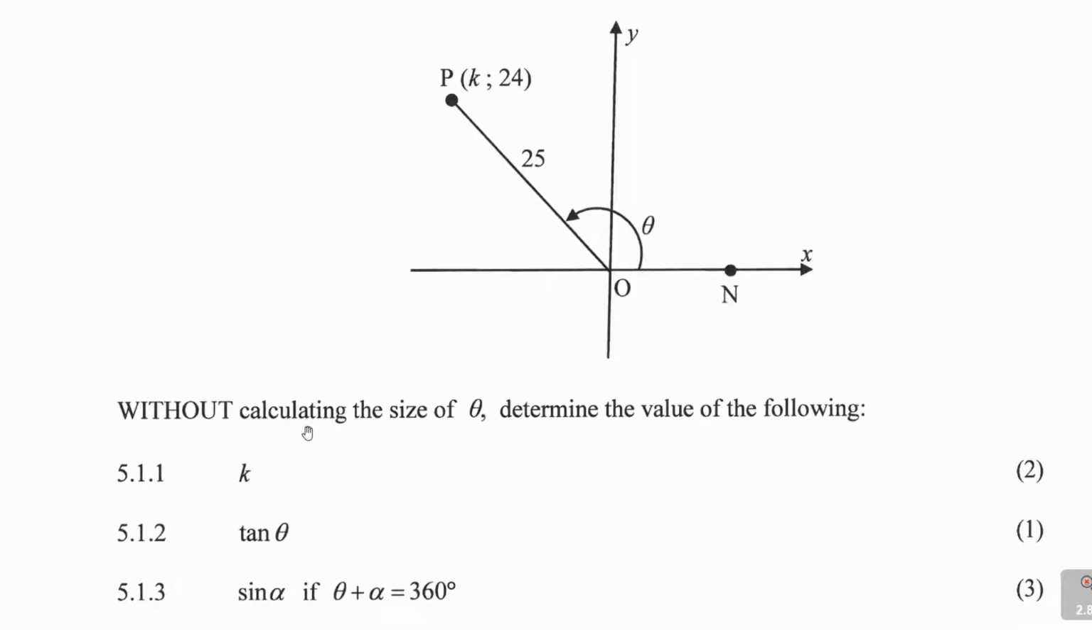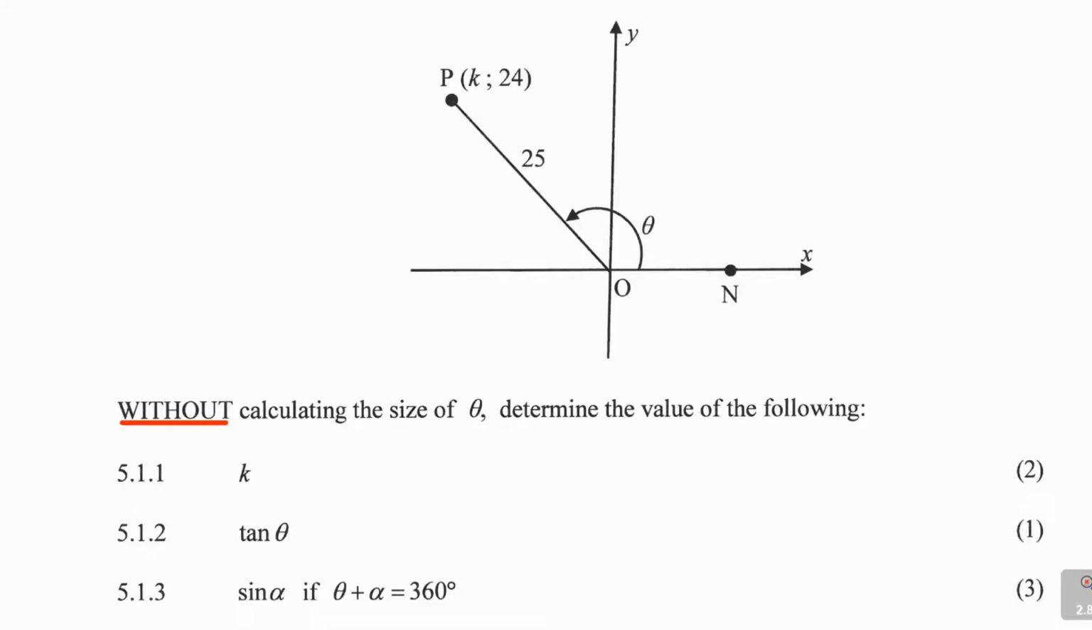It says calculate without, they even underline the "without", meaning you can use a calculator, but they want you to say, calculate the size of theta without calculating. Sorry, let me actually get this right. It says without calculating the size of theta. I say now without calculating, meaning don't go through calculating of theta first. So without calculating the size of theta, determine the value of the following, meaning it's possible for you to find theta, but avoid that. First of all, determine the value of the following.